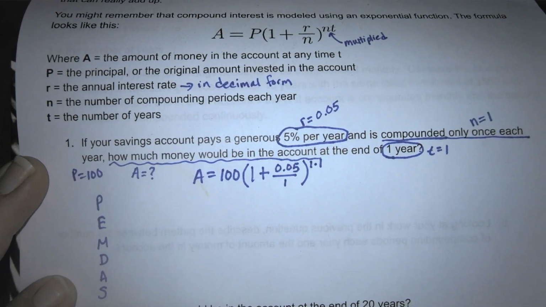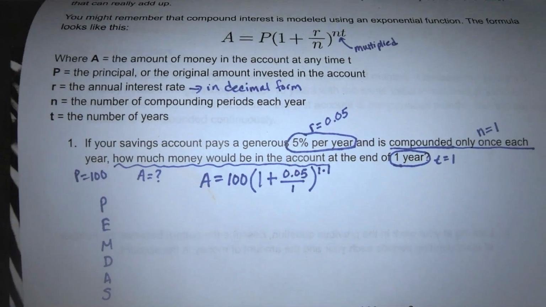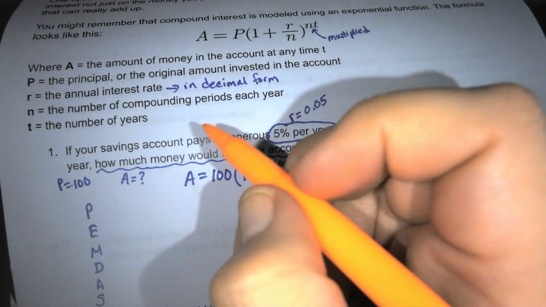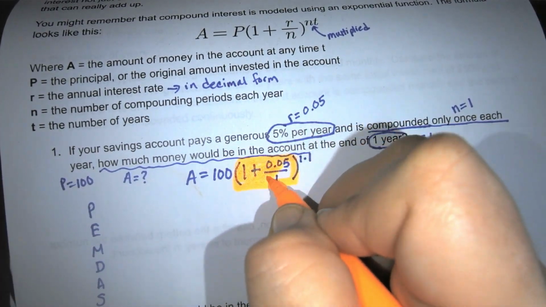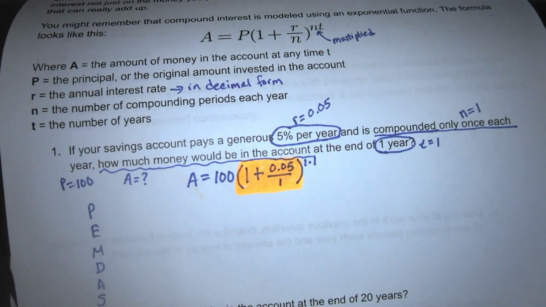So I'm going to put all of that into my calculator, so this whole thing right here. I put all of that into my calculator. We can type that whole thing in just like we see it. I'm going to show you how to do that real quick.